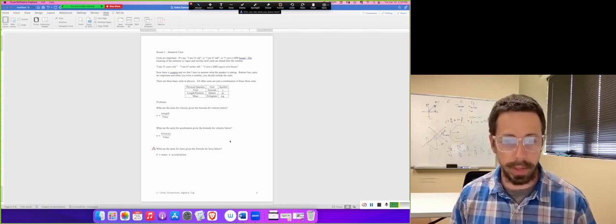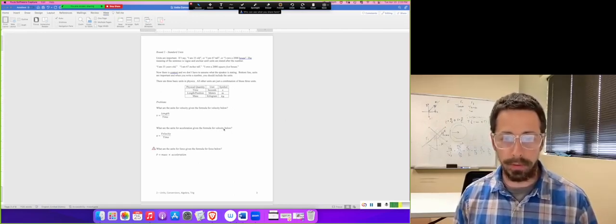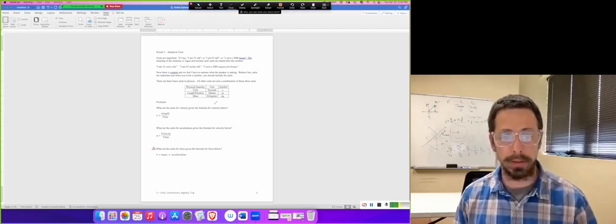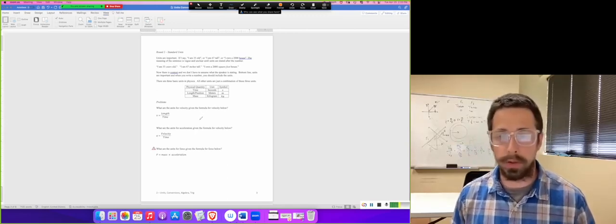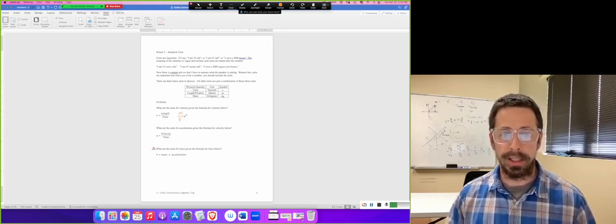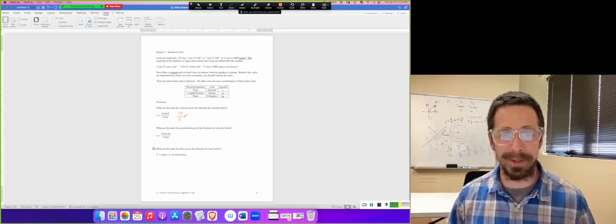So let's just work through some problems here. What are the units for velocity given the formula for velocity below? So we have a velocity formula, length divided by time. With units, those follow all of our math rules as well. So the unit for velocity is the unit for length, which is meters, divided by the unit for time, which is seconds. Ta-da! Well done. Meters per second.